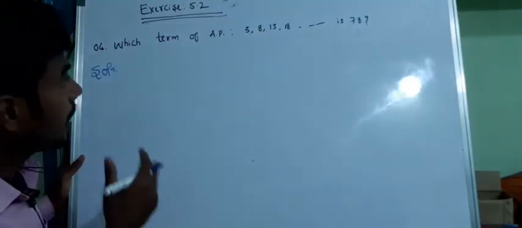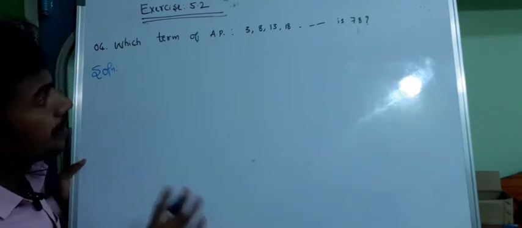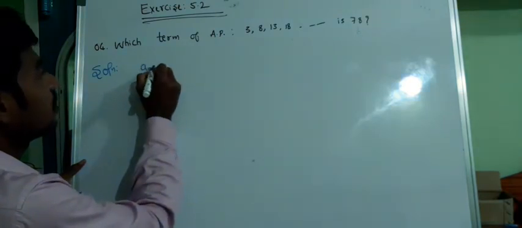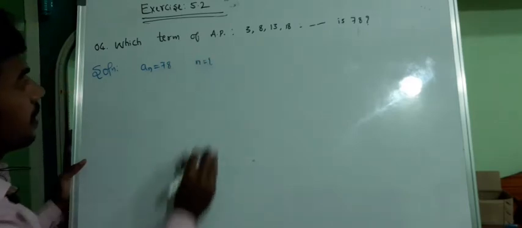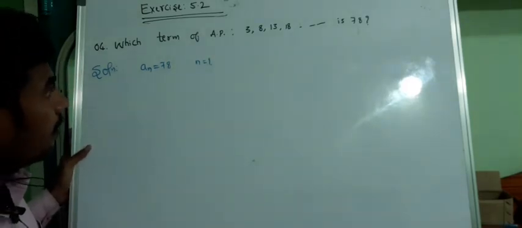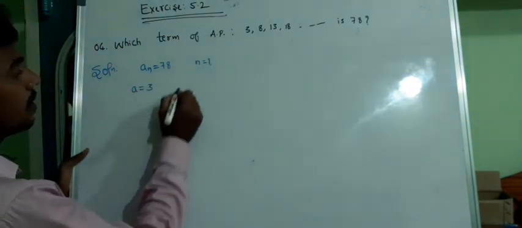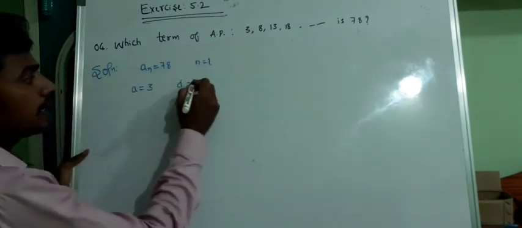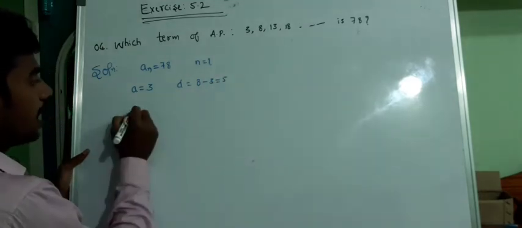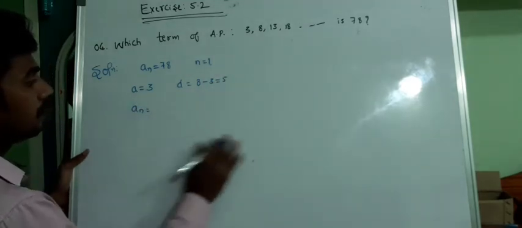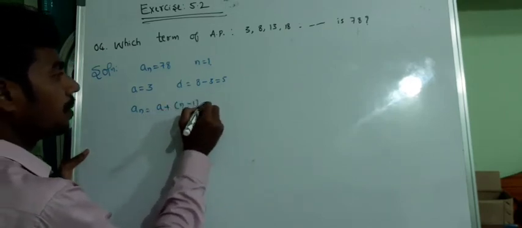Fourth one, which term of the AP 3, 8, 13, 18 is 78? So AN is equal to 78. We need to calculate N, which term is 78. So what is A here? A is 3. What is D here? Succeeding minus preceding, that is 8 minus 3 is equal to 5. So AN is equal to A plus N minus 1 into D.